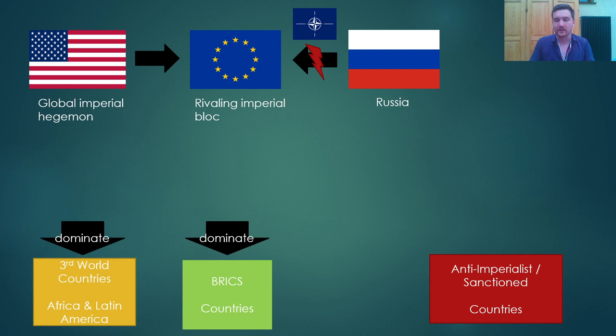NATO always has a European spokesperson. Right now it's Jens Stoltenberg, but the guy actually calling the shots is always the United States. And so you could argue that NATO is a tool to cut off ties between Russia and Europe, right?